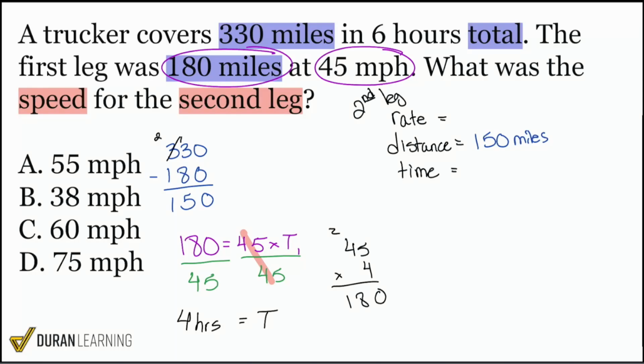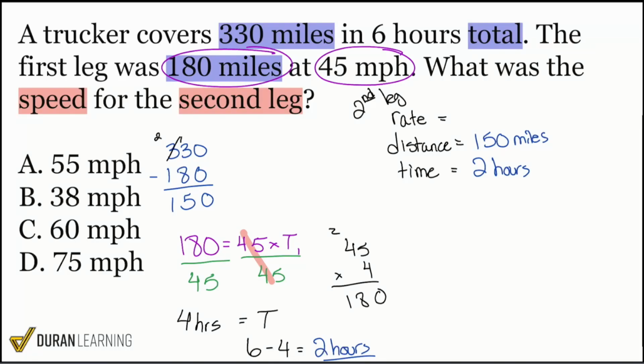But here's the problem, everybody. We are not going to place 4 hours in here. Again, how do we find the time for the second leg specifically? We have 6 hours total right here. And then we have 4 hours for the first leg specifically. We'll subtract, exactly. So once we subtract, we have 6 hours minus 4 hours, and that gives me 2 hours. Booyah. Now I have everything I need to figure out the second leg's rate.